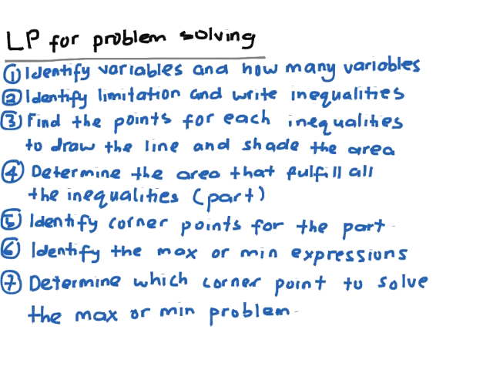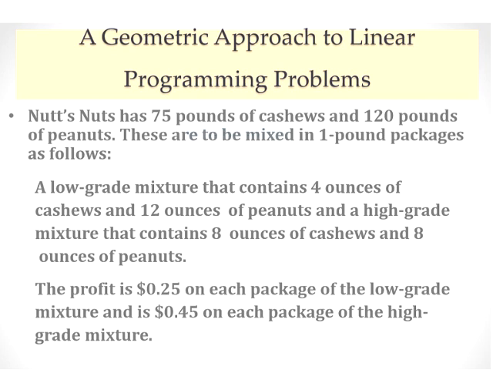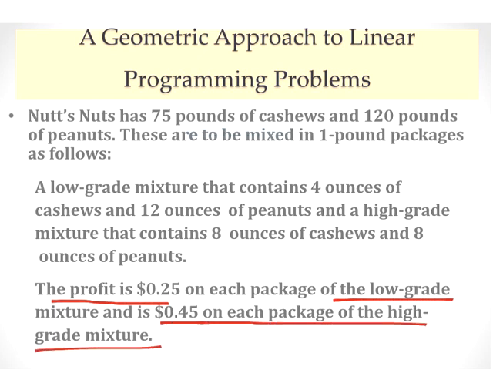So the first thing that we need to do, if we refer to our LP problem solving steps, is identify the variables and how many variables we have. The variable is in terms of the product that we make and we sell. If we look at how to identify our product, it mentioned the profit is 25 cents on each package of low grade and 45 cents on each package of the high grade mixture. So now we can identify that the products we are selling are the low grade mixture and the high grade mixture.